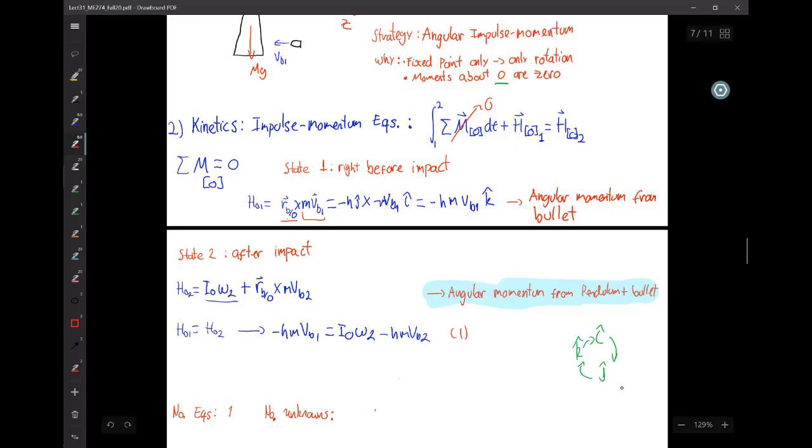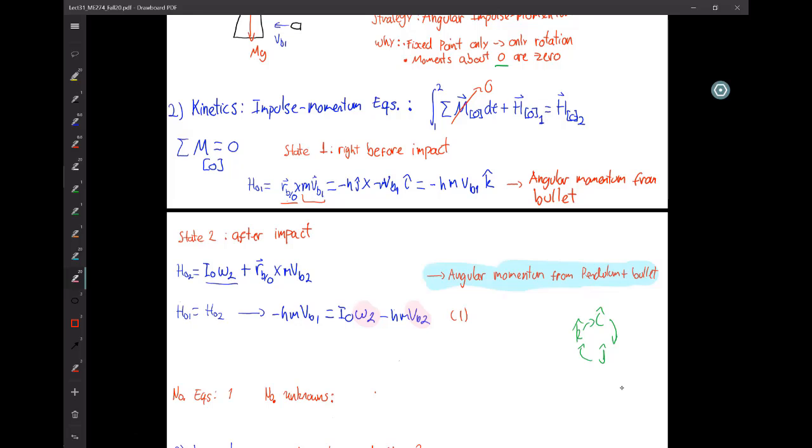So we have one equation, but how many unknowns do we have? We have these and these. We have 2. We have the angular speed and the speed of the bullet after that pendulum starts to rotate. So we need to find more equations. So where do we find more equations? Why not work energy? Exactly. So sometimes you're going to have to combine work energy with angular impulse momentum equations.